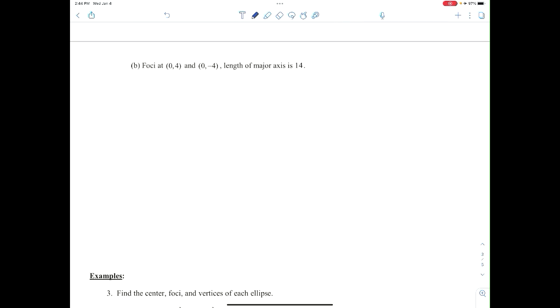Okay, this one has our focus points at (0, 4) and (0, -4), and the length of the major axis is 14. Because our focus points are where x is 0 and it's moving up and down the y, we know that our major axis is along the y-axis, so that immediately gives us the general form of our equation: x squared over b squared plus y squared over a squared equals 1.